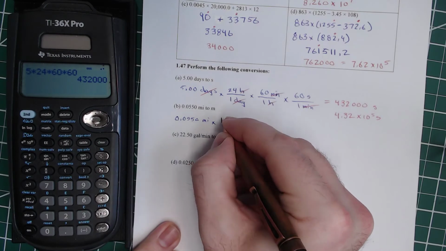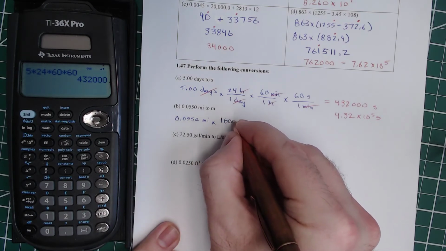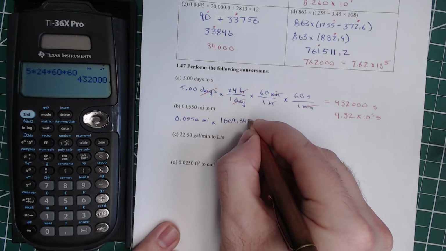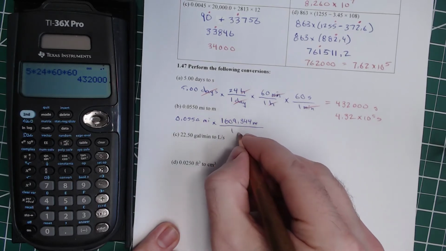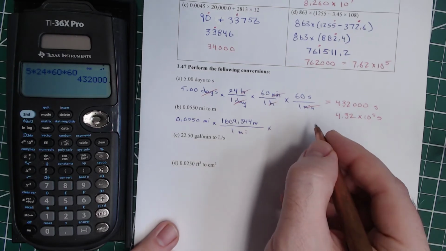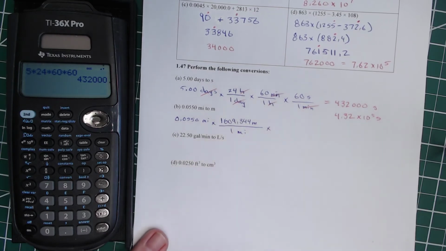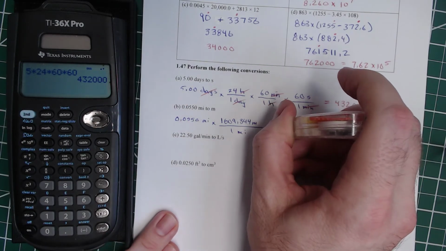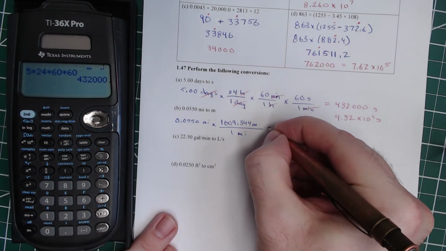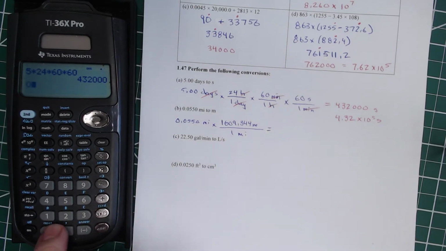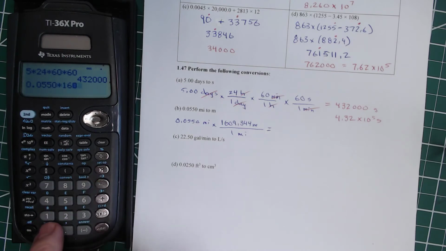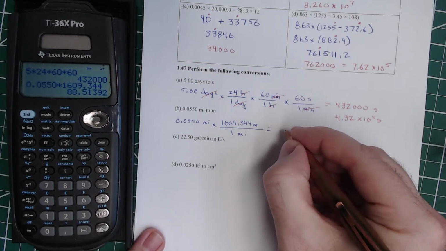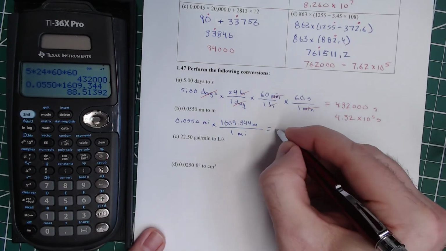So 1,609.344 meters. We don't need anywhere near that many significant figures, but that's okay. 1 mile. And then that's it. I don't need a multiplication, I need an equal sign. All right, so 0.0550 times 1,609.344. And that gives us 88.5 meters.